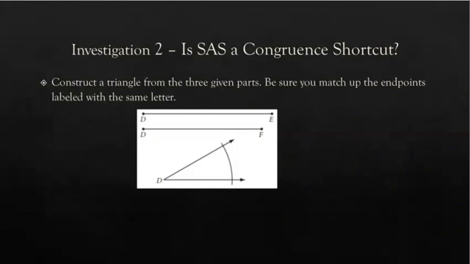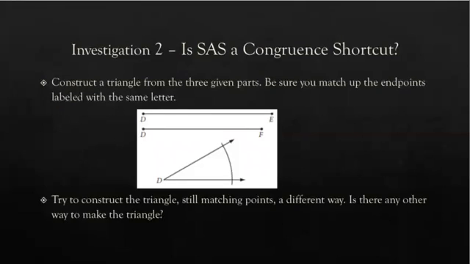Can we construct a triangle from these 3 given parts? Again, make sure you match up the endpoints with the same letter. We have a segment DE, a segment DF, and an angle D. Then try to match up the triangle a different way and see if you can make more than one triangle. If you can make more than one, then it's not a congruent shortcut because we couldn't guarantee that we would be making the same triangle every time.